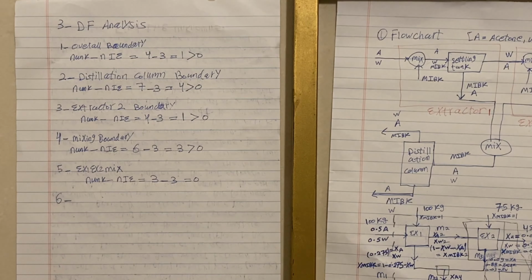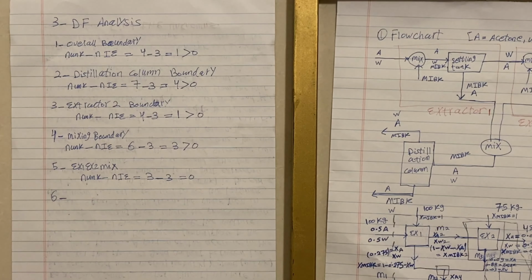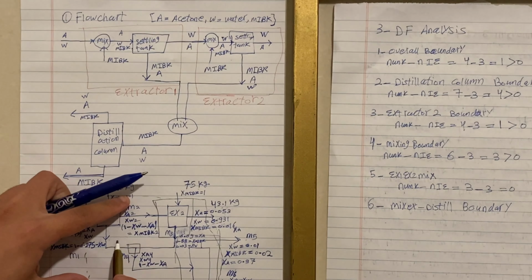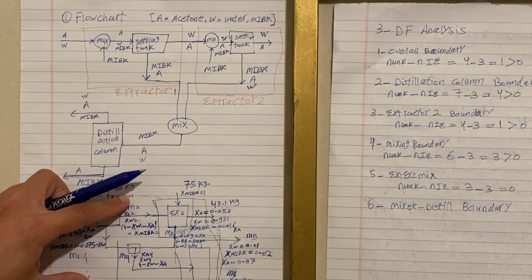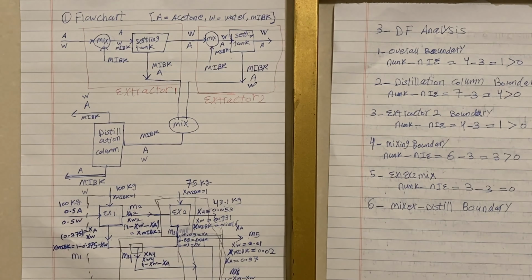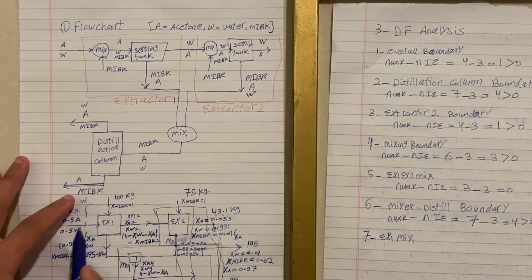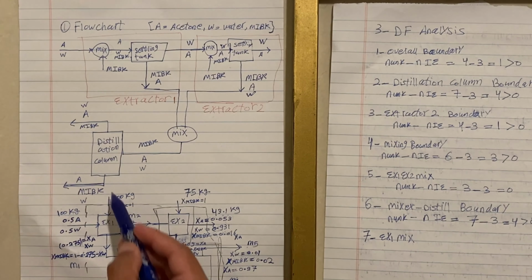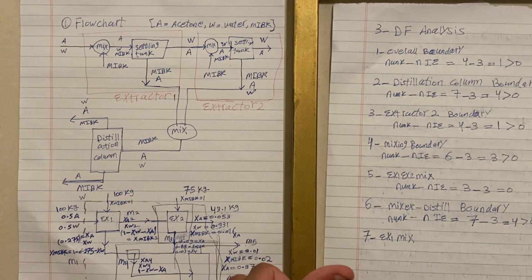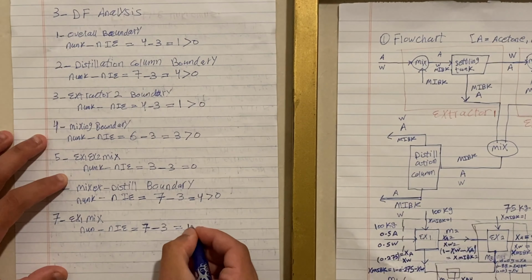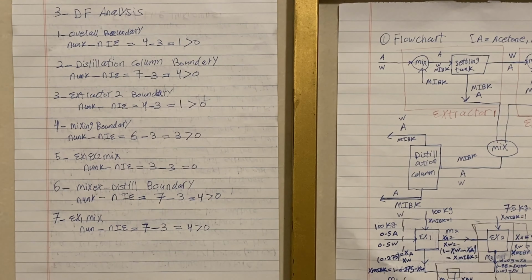To make sure that you mastered degrees of freedom analysis, we will take mixer distillation, what comes from the mixer and what leaves it, and also what comes from the distillation and what leaves it. 7 unknowns will be 4, and 4 is greater than 0. Extractor 1 mixer, what will come, we know it, we don't count it. 100 as well, we know it. M2, XA2, XW2, M4, XA4, XW4, and we have M3 that will come to the mixer, which will make it 7 unknowns, 4 as well. So the boundary of X1 mix will not do.